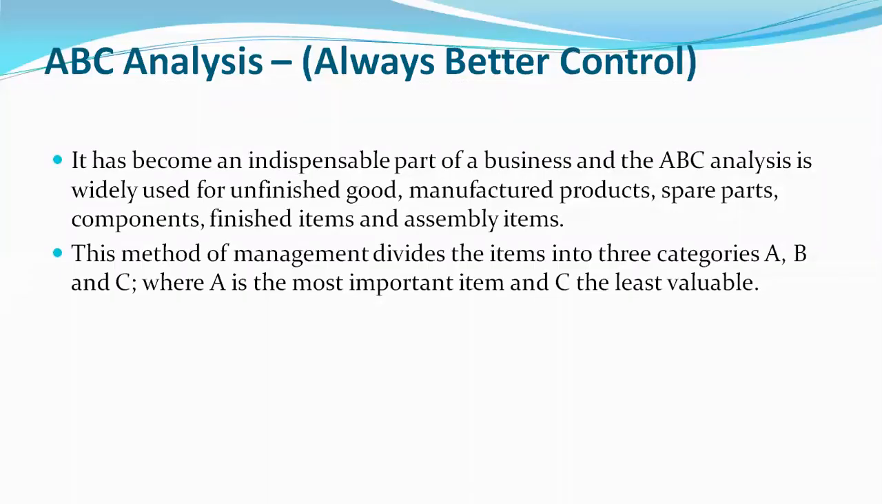First we'll discuss ABC analysis. ABC analysis is called always better control, and ABC analysis of inventory control has three different types of parts: A classified, B classified, and C classified categories. This is the most implemented inventory control system model, used in many manufacturing and other organizations. ABC analysis says that we have to divide the whole inventory into three classes: A class, B class, and C class.